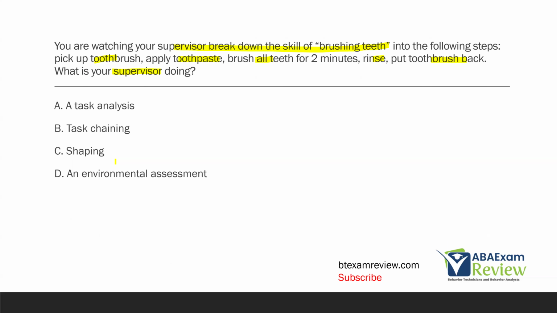C, shaping. We're not shaping yet. Again, the supervisor has simply broken this skill down. They haven't done any teaching, no chaining, no shaping. And then D, an environmental assessment. So be careful. With an environmental assessment, we're looking at everything going on in the environment. This might be the supervisor going into the client's room or bathroom and looking around and seeing what might be useful to teach, what might hinder teaching. But we're looking specifically at the skill and breaking that specific skill down into steps. And so by doing that, the supervisor has conducted a task analysis.